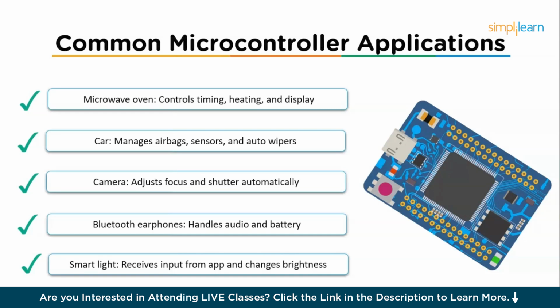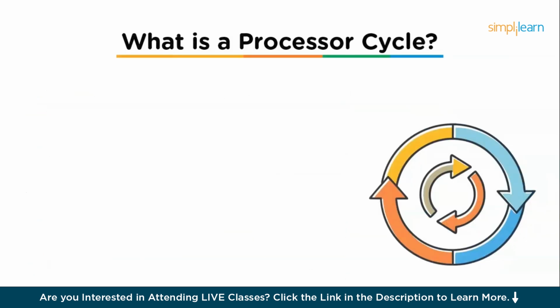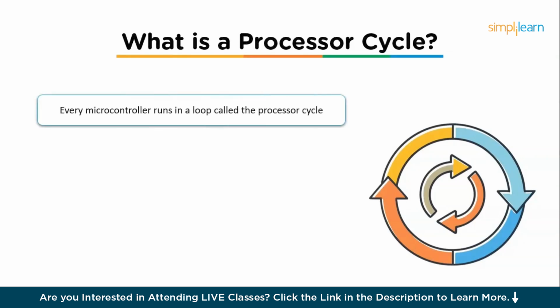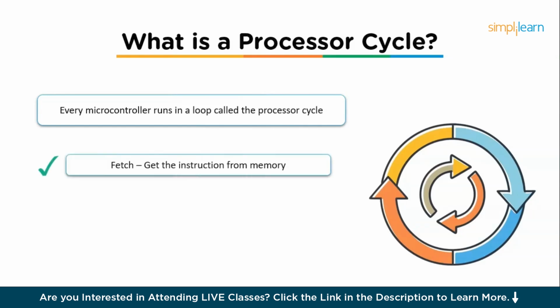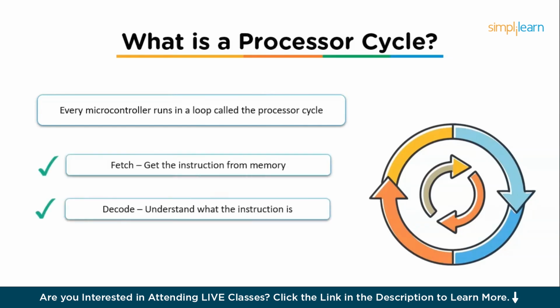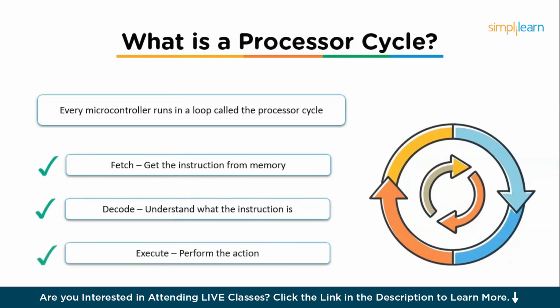Let's now move on and see what is a processor cycle. Let's understand how a processor inside a microcontroller actually works. Every controller runs in a loop called the processor cycle, which includes three main steps. The first one is fetch, that is get the instruction from the memory. Then we have decode, that is understanding what the instruction is. Then we have execute, that is to perform the action. This loop happens millions of times per second, allowing the controller to read the input, process data, and control the output in real time.